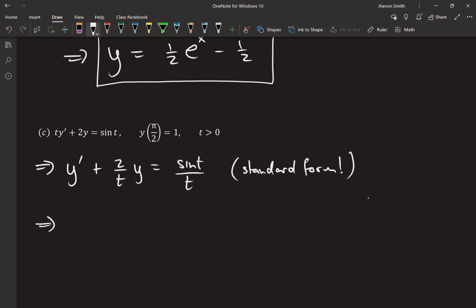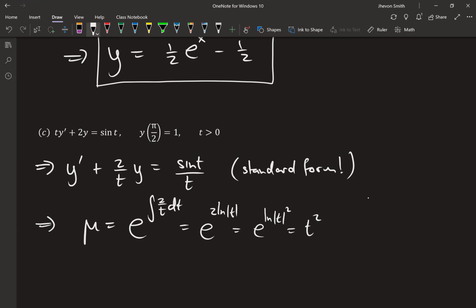Find mu. Mu is going to be e to the integral of the p, which we now know is 2 over t. This is going to be e to the 2 ln t. This is going to be e to the ln of absolute value t squared, which is just t squared. So the left side is going to become t squared times y prime, and the other side is going to become t squared times sine t over t, which is going to become t sine t.